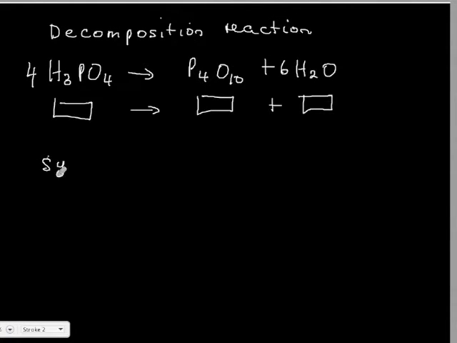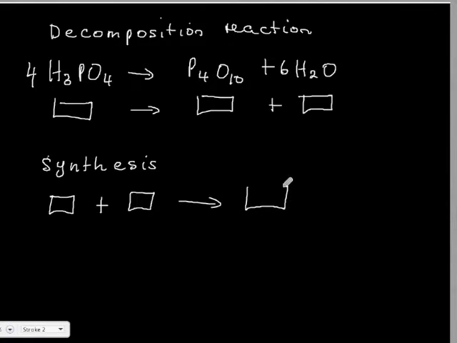For synthesis, we typically have the reverse of decomposition. So two compounds, two or more, combine to give a single compound. For example, if you have nitrogen combining with hydrogen to form ammonia, this is a synthesis reaction.